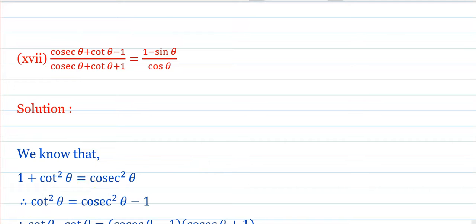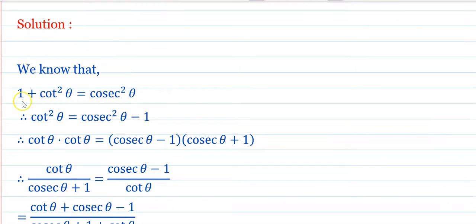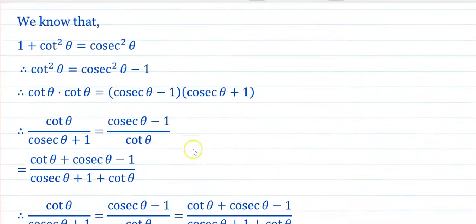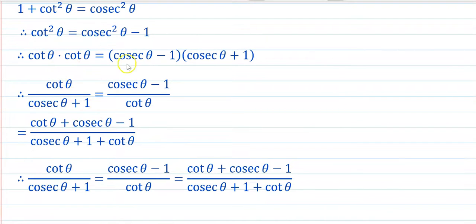Now the next problem. Cosec theta plus cot theta minus 1 upon cosec theta plus cot theta plus 1 is equal to 1 minus sin theta upon cos theta. Now we know again the identity 1 plus cot square theta is equal to cosec square theta. Can be written as cot square theta is equal to cosec square theta minus 1. Again this can be written as cot theta into cot theta is equal to cosec theta minus 1 into cosec theta plus 1. Again this can be written as cot theta upon cosec theta plus 1 is equal to cosec theta minus 1 upon cot theta.